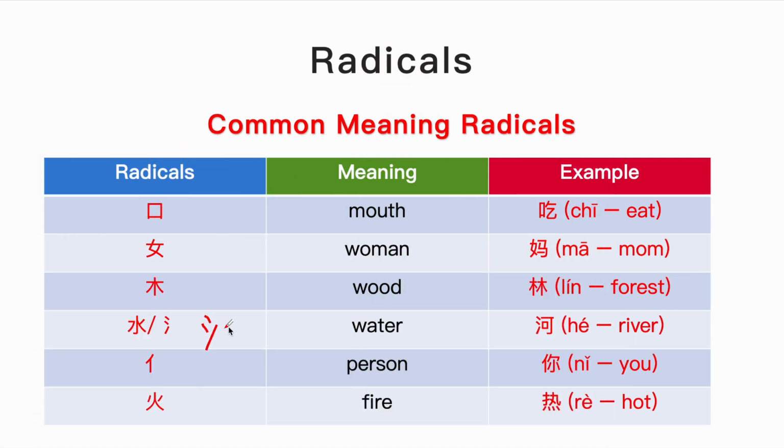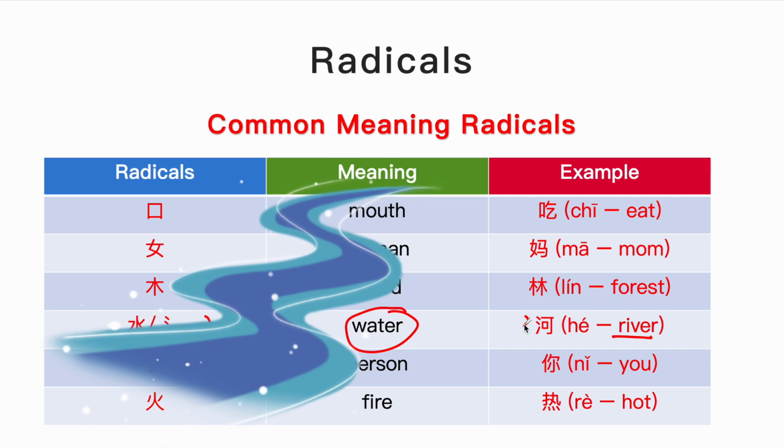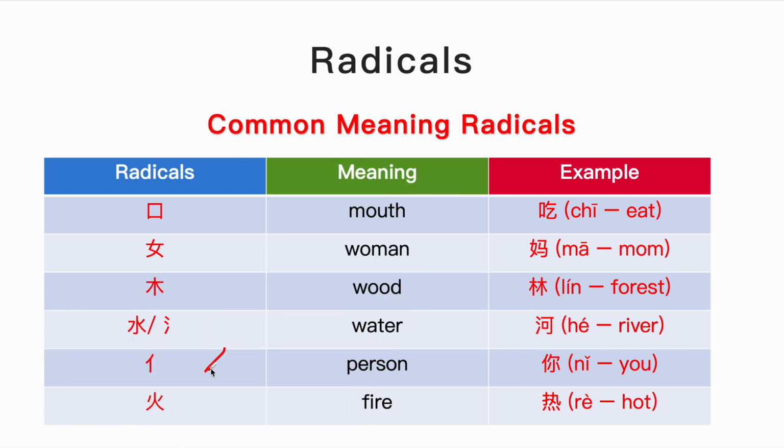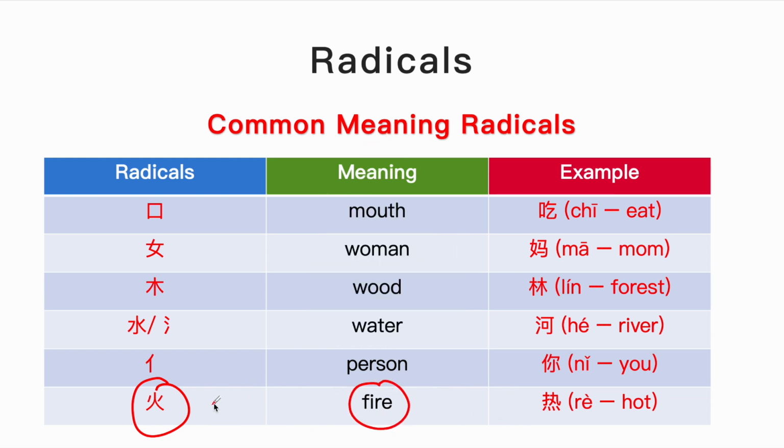So here is the radical with 3 dots, and this is related to water, just like in river. Here is the radical 1, 2, 3. So the next radical is related to person. It is right here. 你 means you. Another very important radical is related to fire, and this is sometimes written as 4 dots at the bottom, which is here. 热 means hot, something related to fire.